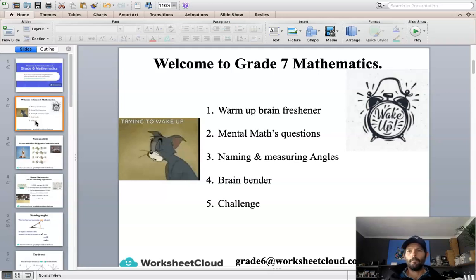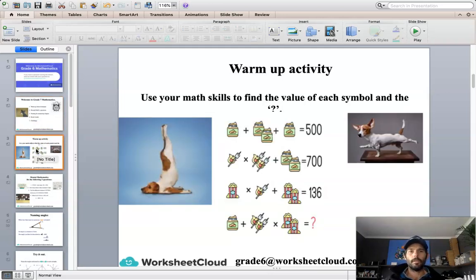Okay. But before we get going there, we've got our normal warm-up activity. So you need to tell me the value of each symbol. It looks like peanut butter, flaming marshmallows, and a box of popcorn. So off you go and work that out, and let's see how you guys do.